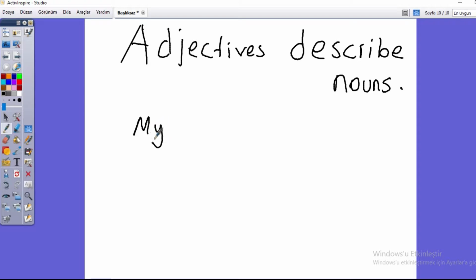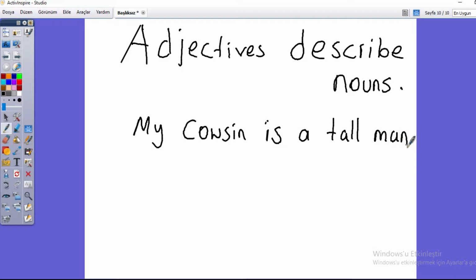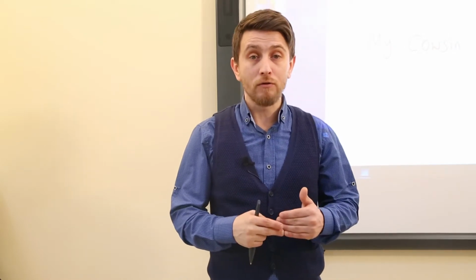My cousin is a tall man. So, what is the adjective here? The adjective here is tall, and the noun here is man. As you see, adjectives always come before the noun. They describe the nouns.